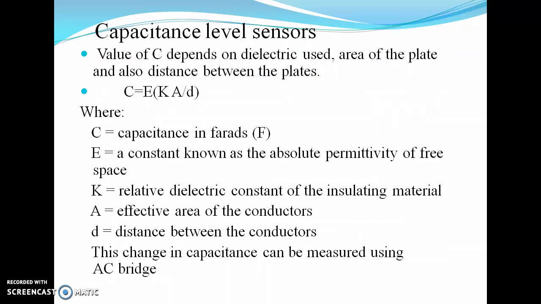Now capacitance is given by C = E × K × A / D, where C is the capacitance in farads, E is a constant known as the absolute permittivity of free space, K is the relative dielectric constant of the insulating material, A is the effective area of the conductors, and D is the distance between the two conductors. This change in capacitance can be measured using an AC bridge or Wheatstone bridge.